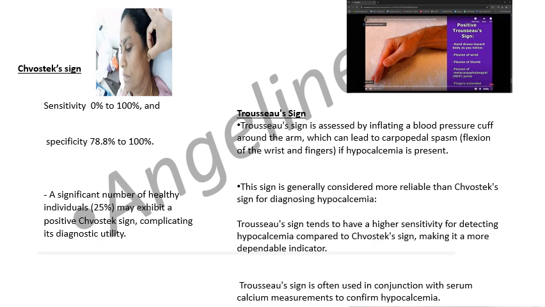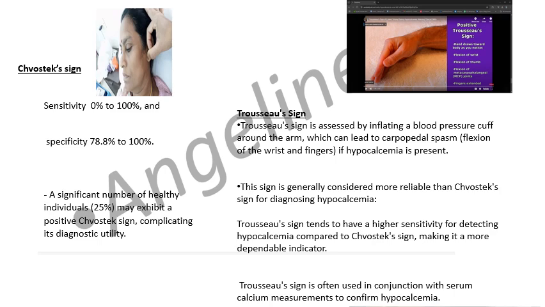You raise the cuff above the systolic, and you find that the wrist will go into flexion, the MP joints will go into flexion, but the interphalangeal joints will be in extension, and the thumb also will be in flexion. So you have flexion here, and flexion here, whereas the interphalangeal joints will be in extension. This is a far better sign, but for both you need your lab reports to call it hypocalcemia.